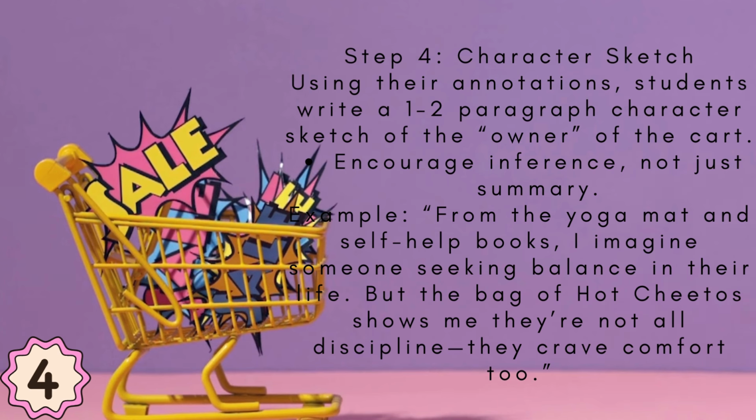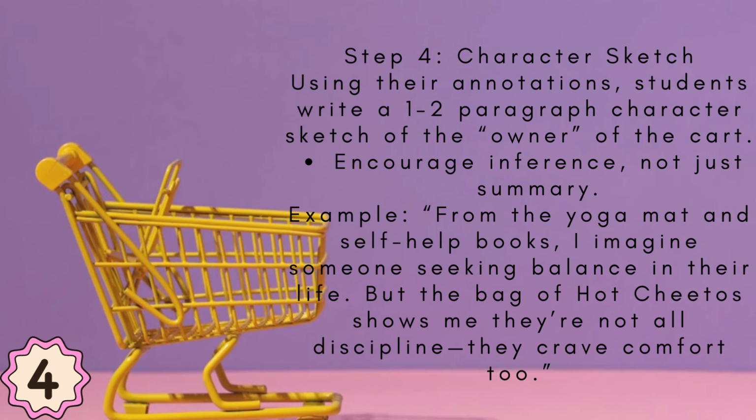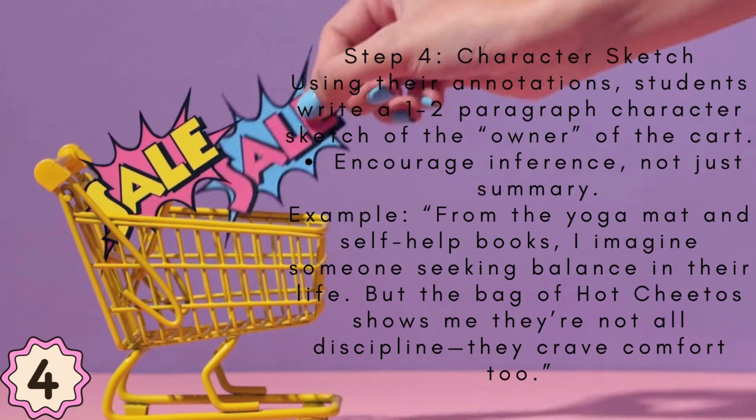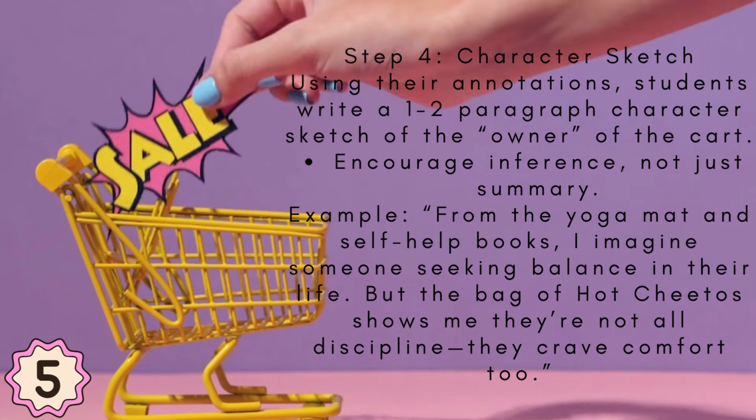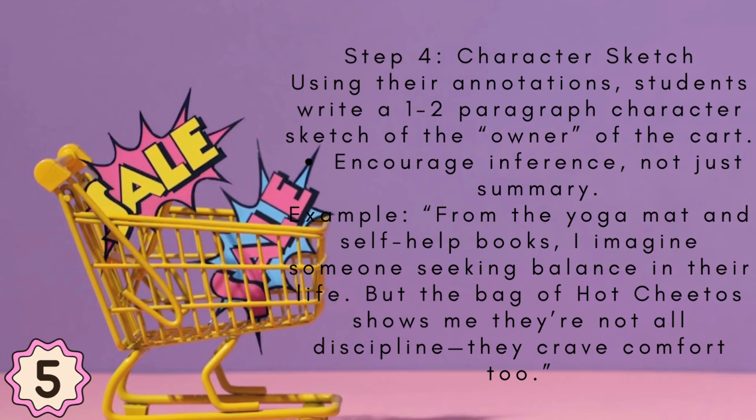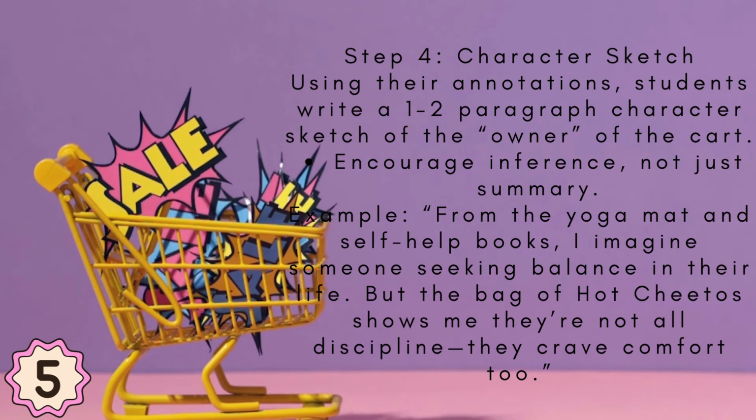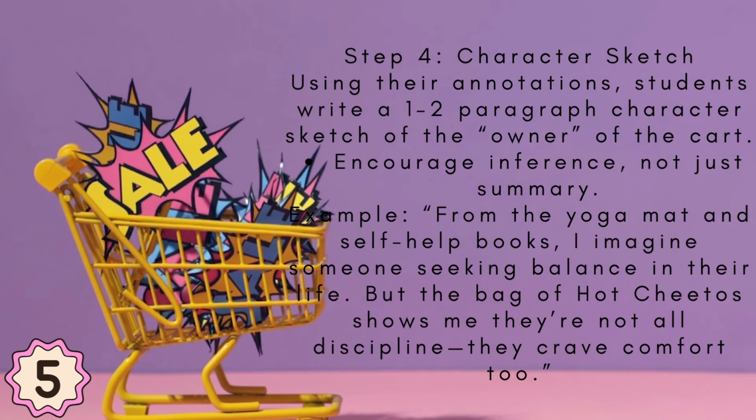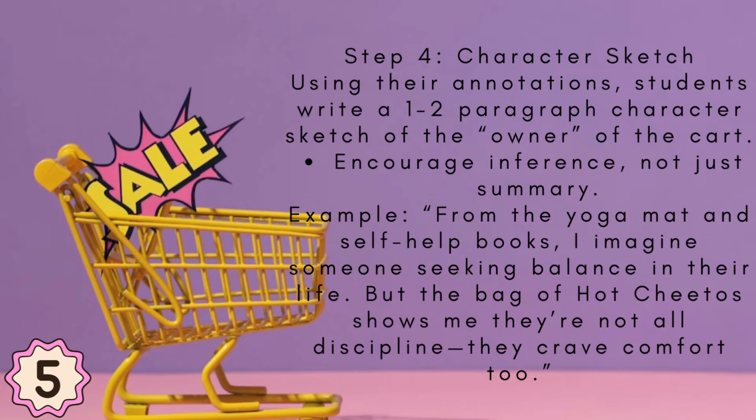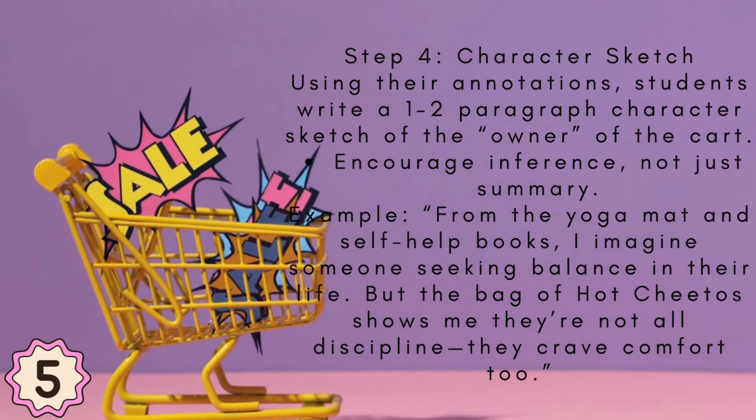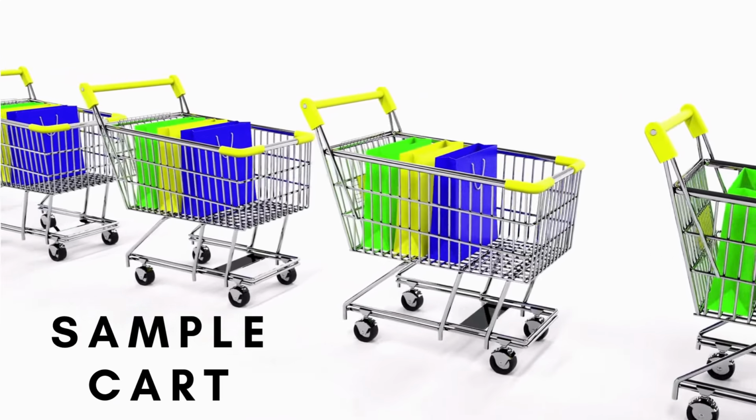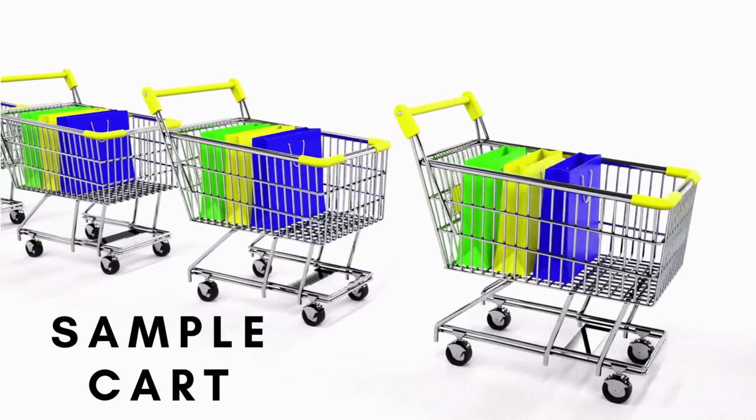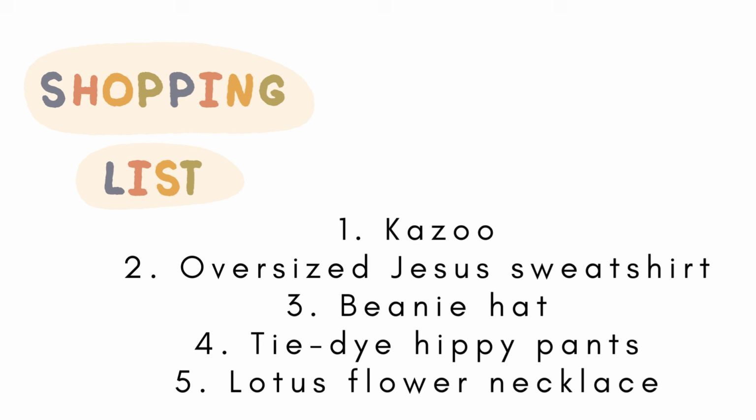So step 4, we're going to get into the character sketch. Using their annotation, students write a 1 to 2 paragraph character sketch. My kids are going to do 2 paragraphs on the owner of the cart. And I'm going to have them really focus on inference and not just summary. And in order to make that happen, we absolutely are going to need to model how to write that essay. So let's fill the shopping cart with 5 things, and I'll show you how to write the essay.